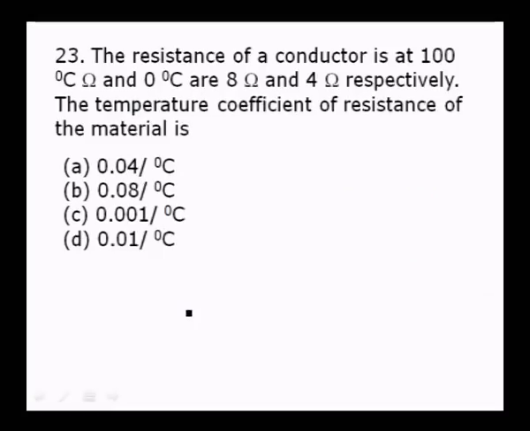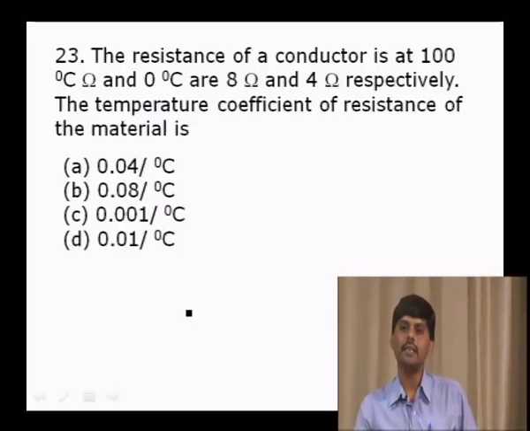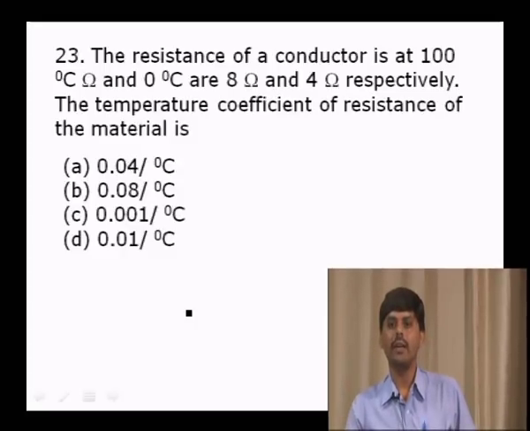Question number 23. The resistances of the conductor at 100 degree Celsius and 0 degree Celsius are 8 ohm and 4 ohm respectively. The temperature coefficient of resistance of the material is: option A 0.04 per degree Celsius, B 0.08 per degree Celsius, option C 0.001 per degree Celsius, option D 0.01 per degree Celsius.